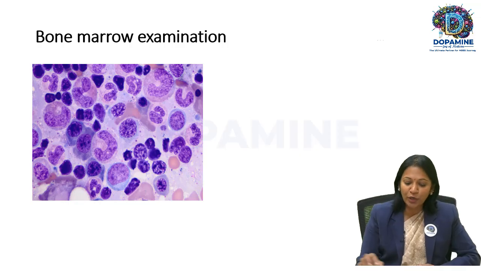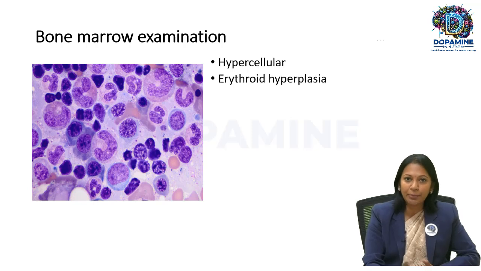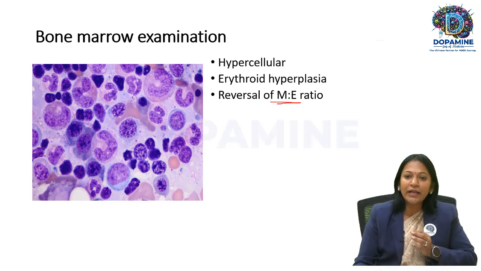So what is the bone marrow picture? The first and foremost will be the marrow is hypercellular. It is working 10 times its normal capacity. So it is a hypercellular marrow. Erythroid hyperplasia. Obviously the erythroid precursors will overwork. So there is a reversal of myeloid erythroid ratio. See, normal myeloid erythroid ratio is 3 to 5:1. Whereas here, more of erythroid precursors will be there. So the ratio is totally reversed.